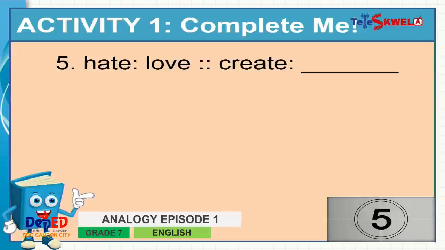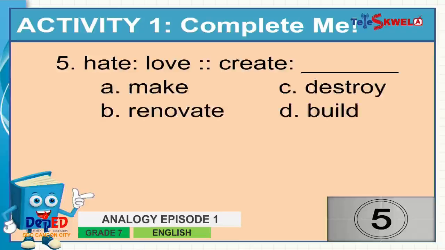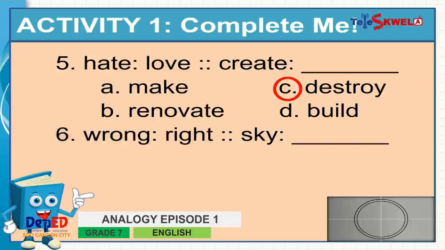Number 5. Hate is to love as create is to letter A, make. Letter B, renovate. Letter C, destroy. And letter D, build. And the answer is letter C, destroy. Hate is the opposite of love as create is the opposite of destroy.